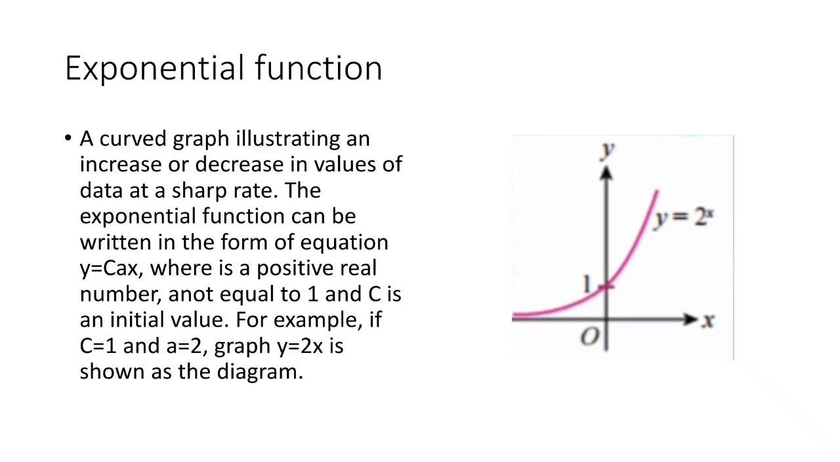The exponential function can be written in the form of the equation y equal to c times a to the power of x, where a is a positive real number and not equal to 1, and c is an initial value. For example, if c equal to 1 and a equal to 2, the graph y equal to 2 to the power of x is shown in the diagram on the right side.